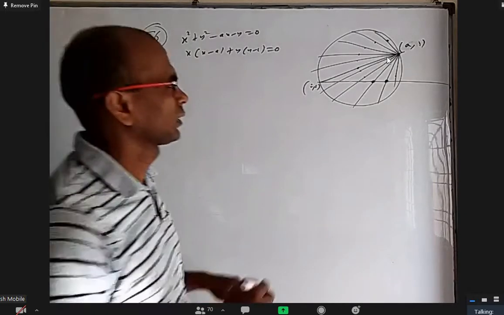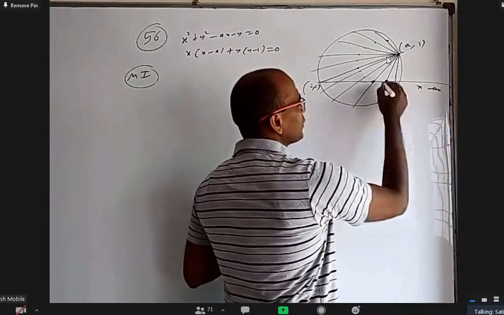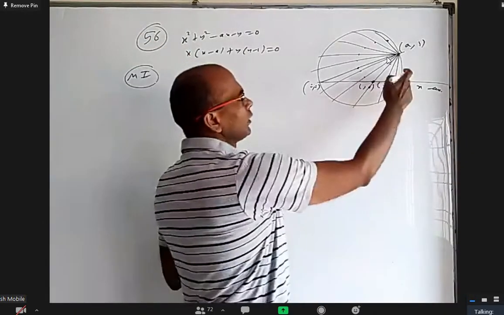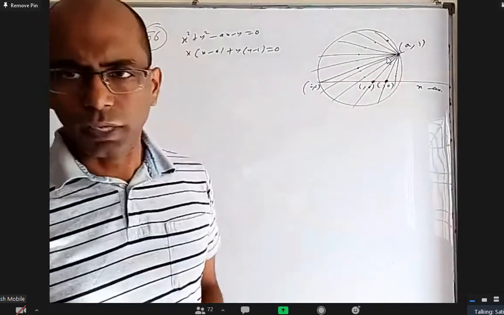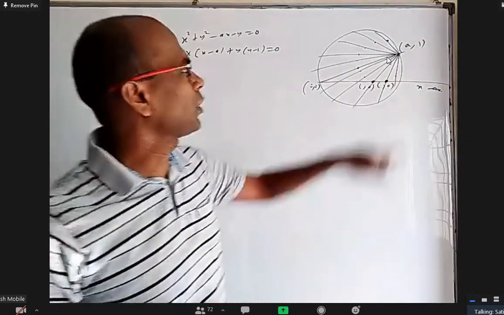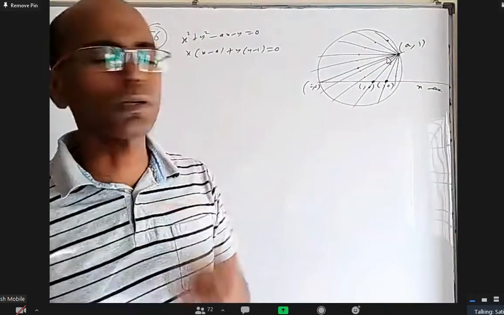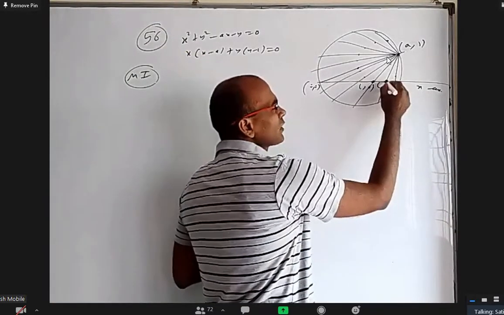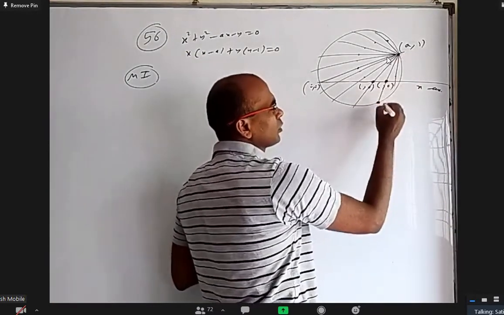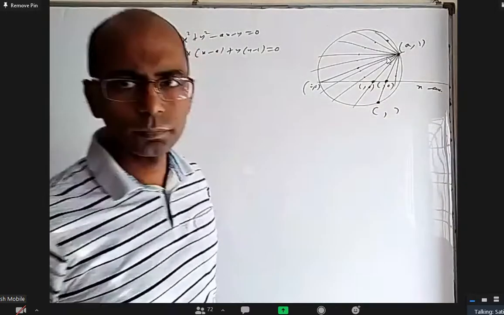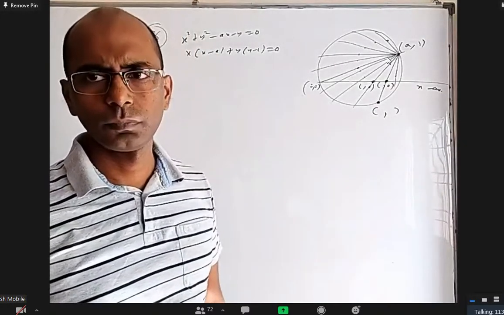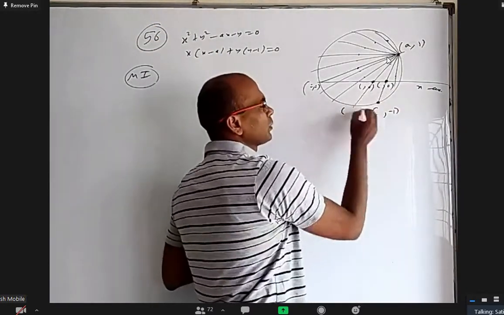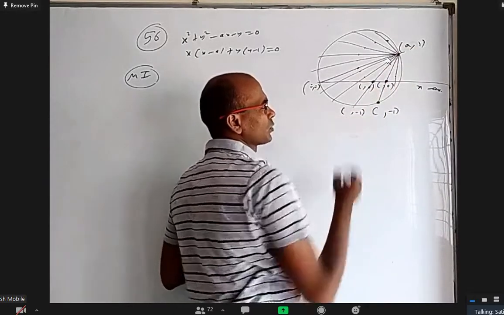Method 1. If this is the x-axis, here the y coordinate is 0, here also the y coordinate is 0. For no other midpoint should the y coordinate be 0, right? So among all these midpoints, only two midpoints should have y coordinate 0, because y coordinate 0 means they are on the x-axis. If the y coordinate is 0 for the midpoint and one end is (a, 1), what is the y coordinate of this point? It is minus 1, because the midpoint of these two should be this. Here the y coordinate should be minus 1.